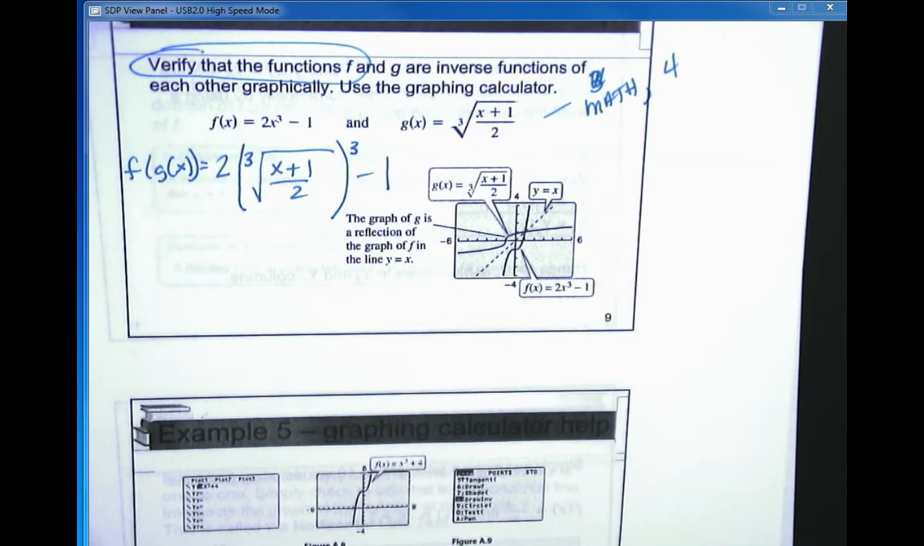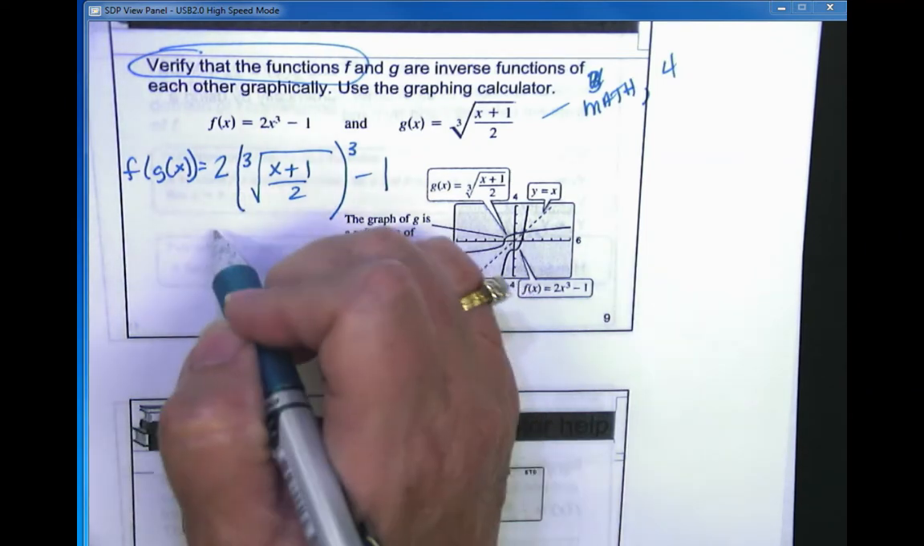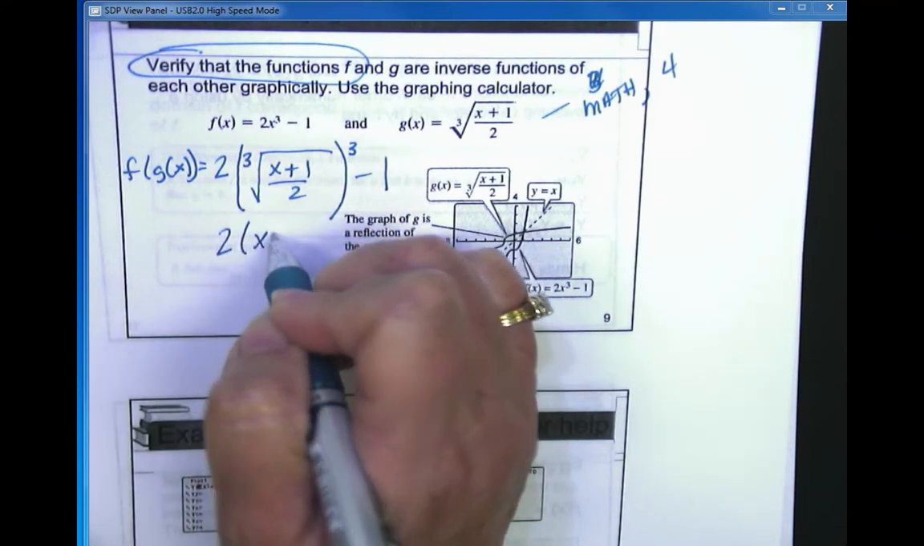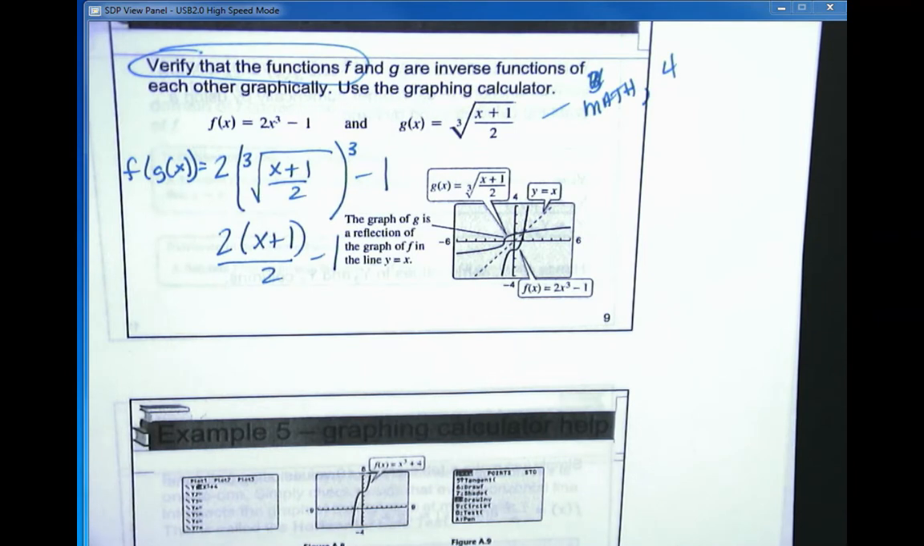Now, here's the important part. This is the part I need to see. You can't just get all mark out happy. I have to see the logic. I have to see that you know order of operations. So it's a process, but it's an easy process. What will the first thing happen? What will go away first? Cube root in the cube. And so I'll be left with 2 times the quantity, x plus 1 over 2 minus 1.